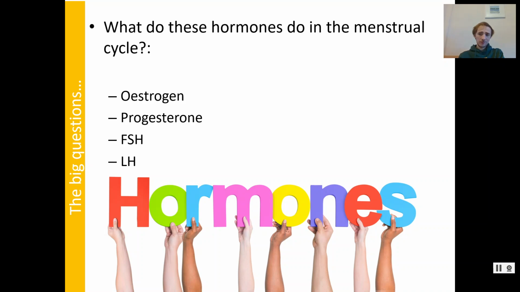So, hopefully, you knew that estrogen built the uterus lining up, progesterone maintains that lining, FSH causes an egg to develop, and LH causes the egg to be released. You've got to know those 4 hormones fairly much off by heart. As I say, we're going to go over that again and again for the next few lessons.